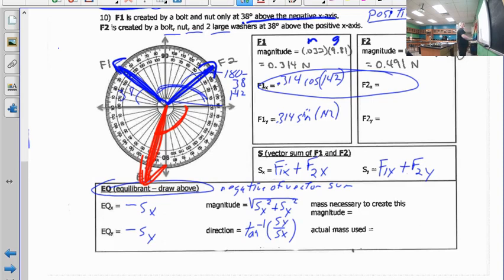Oh, then finally, the mass necessary to make this magnitude. What's the mass? Let's take our equilibrant force, so I'm just going to put EQ, and we're going to divide that by gravity. Okay. Does anybody have any questions on what I just did here?